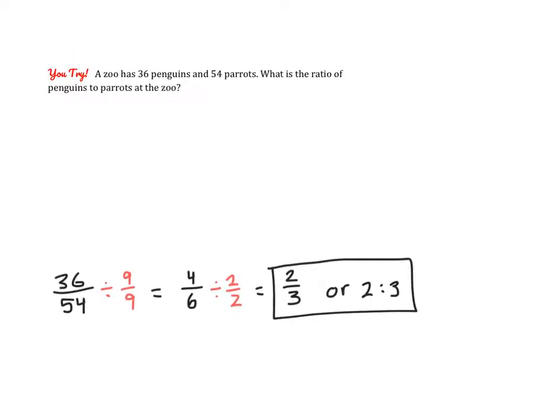Okay, so for this ratio, penguins will go on top and parrots will go on the bottom because it's the ratio of penguins to parrots. And this we can simplify. First I divided by 9 over 9, and then you can actually simplify more. You can divide by 2 over 2. So the ratio is a 2 to 3 ratio.